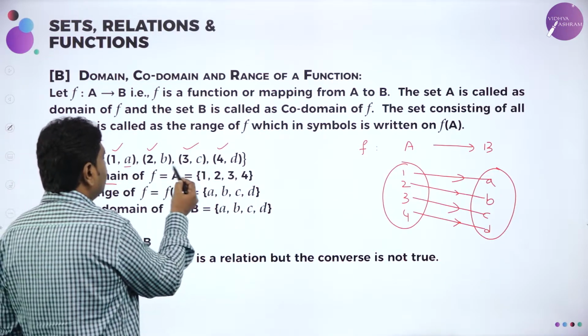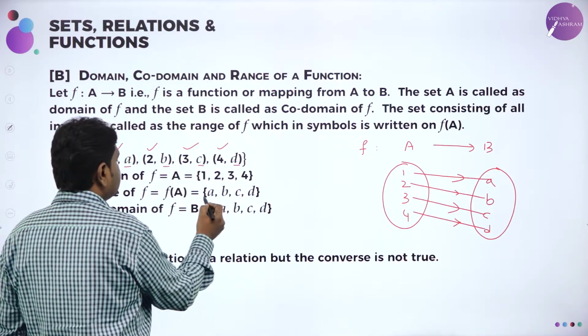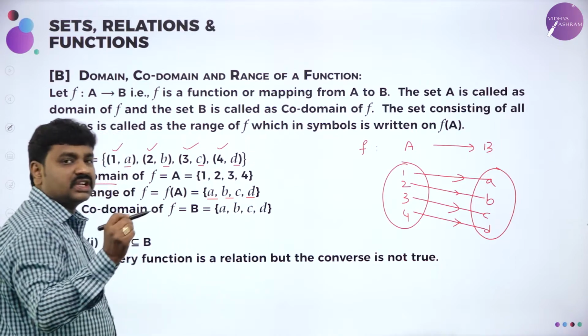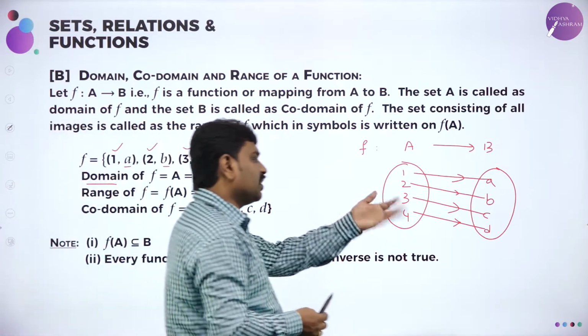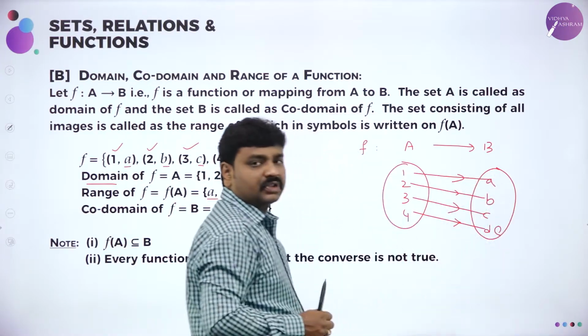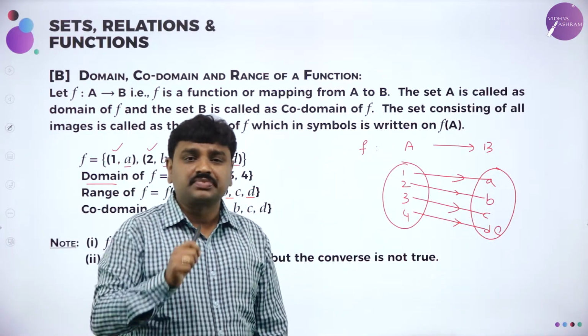And group all the second elements. Second elements means a, b, c, d. That is range. Range means set of images. What is range? Set of images. And codomain means second set. In the second set we may also contain extra elements. Always range is a subset of codomain.